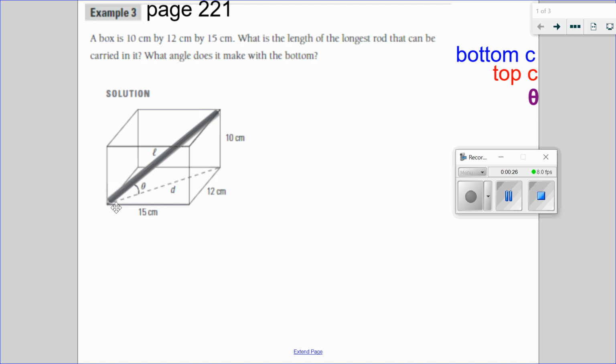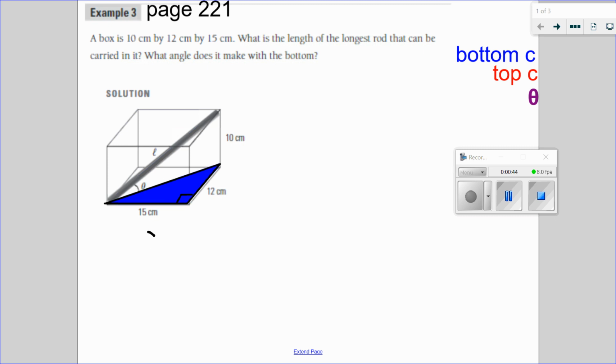It is a three-dimensional problem because you have your length and your width and you're adding on an element of height. That's what makes it a 3D problem. So we need to first find out the length D, which is the hypotenuse of a triangle right here on the bottom. So we're going to start by finding length D.